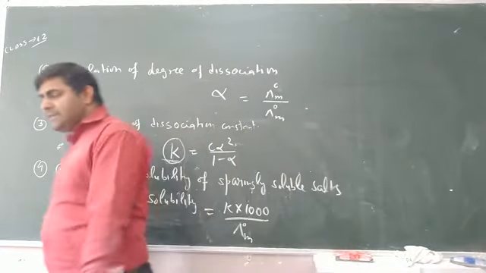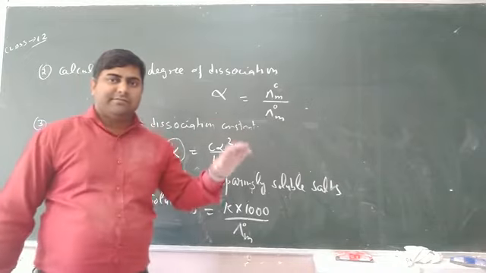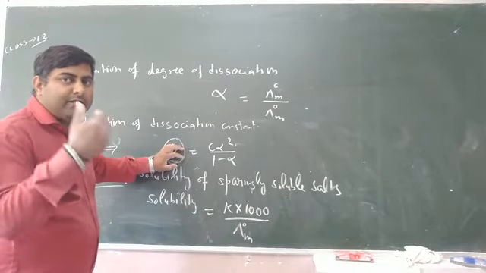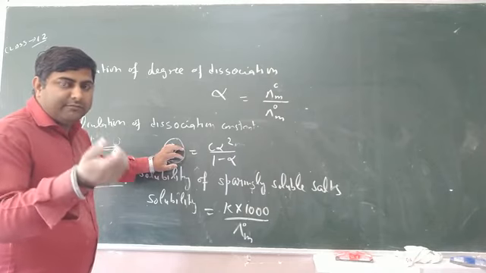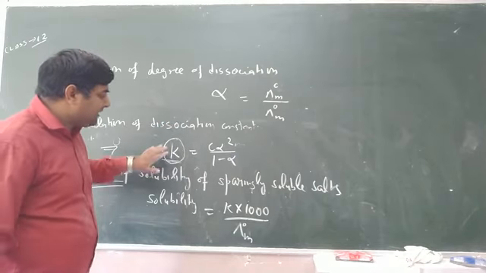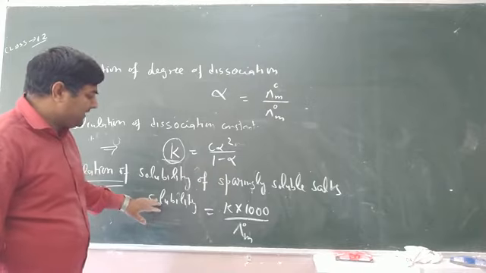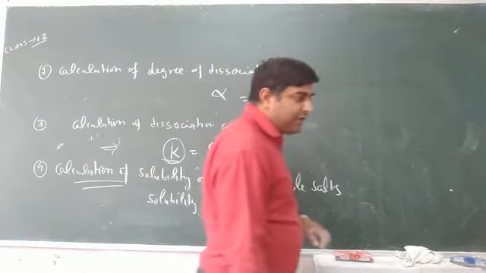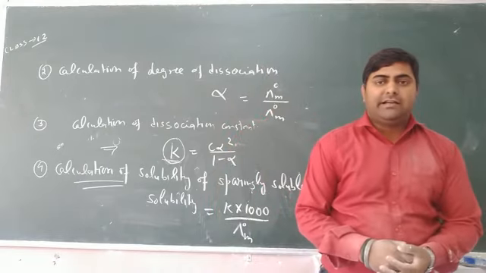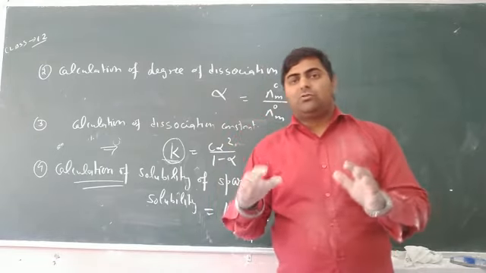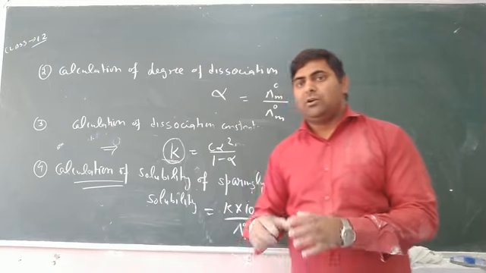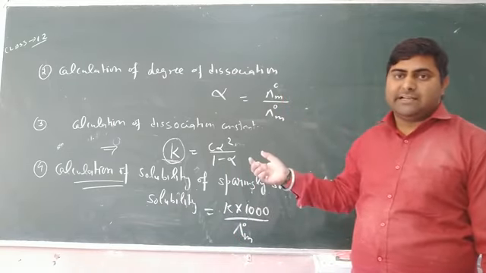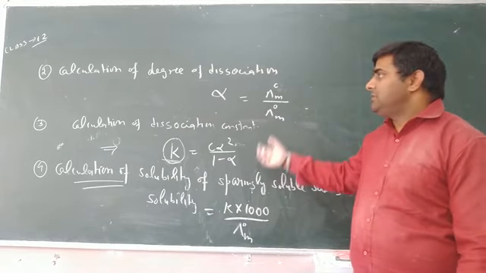So we have seen Kohlrausch law, and we have seen the practical applications of Kohlrausch law to calculate various factors. We can calculate alpha, we can calculate K, we can even calculate solubility as well as the molar conductivity of weak electrolytes at infinite dilution. So tomorrow we will discuss numericals based on Kohlrausch law as well as the next topic. Till then, just revise it.